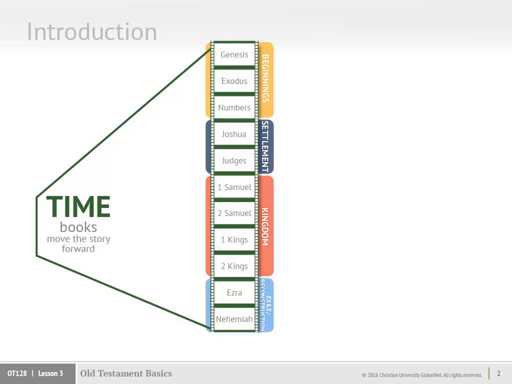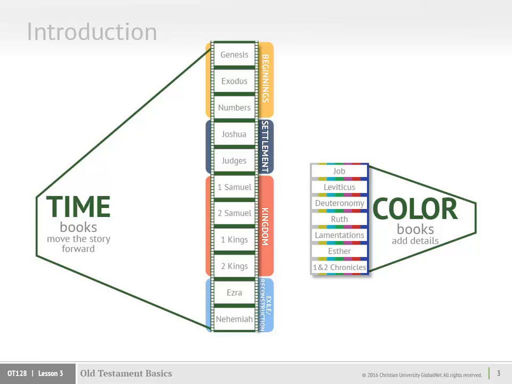In Lesson 2, we looked at the Old Testament's main storyline and focused on the 11 books from Genesis to Nehemiah that tell the Old Testament story. In doing so, we got the big picture of the Old Testament history, but we also left out a lot of detail. In this lesson, we're going to add some of that detail into the story, and we do that by plugging in what we call the color books.